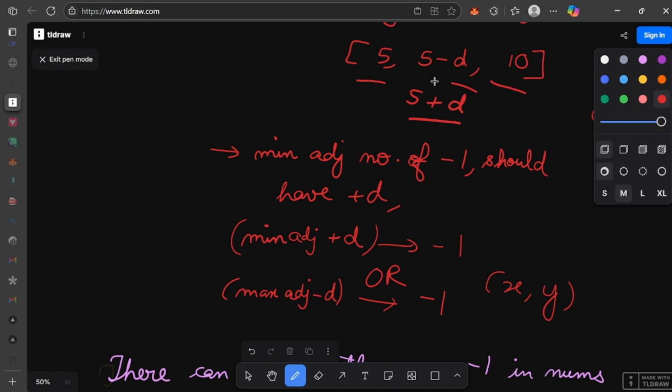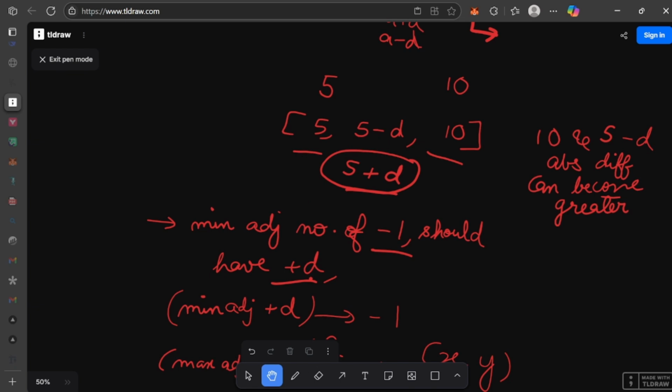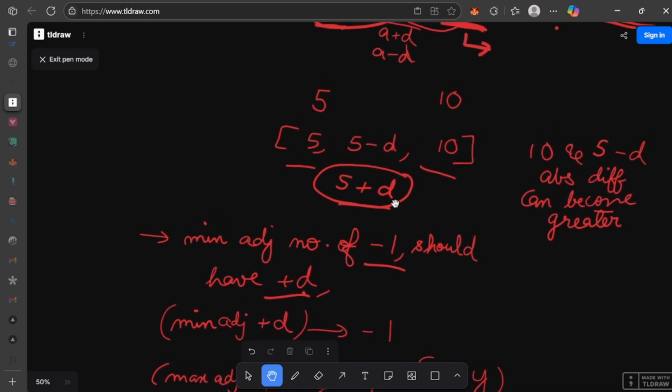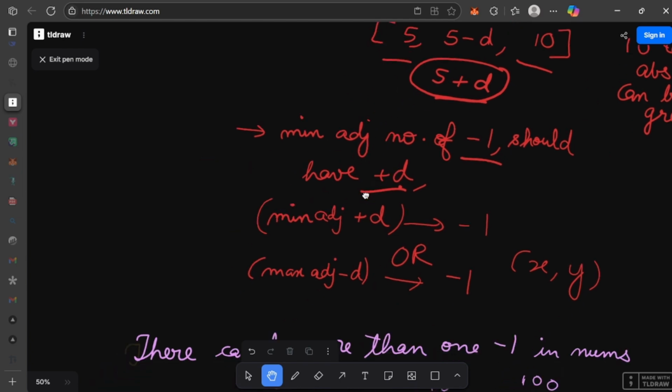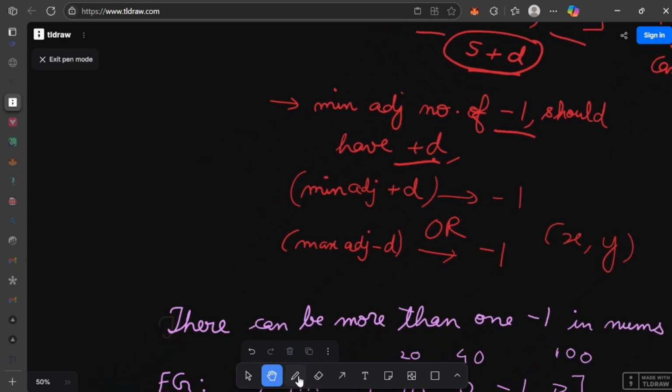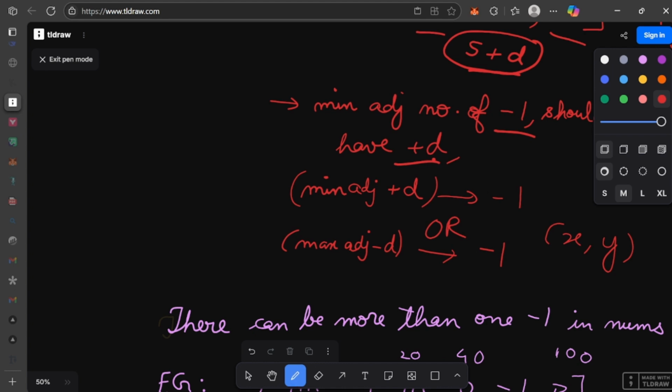So we would choose this. That's what I wrote here. Minimum adjacent number of -1 should have plus d. Minimum out of these two. Why the minimum? Again the same question. Because here the max difference can be minimized if we choose the minimum adjacent number for our strategic placement substitution of -1. So either the -1 can be substituted by the minimum adjacent value plus d or maximum adjacent value minus d.